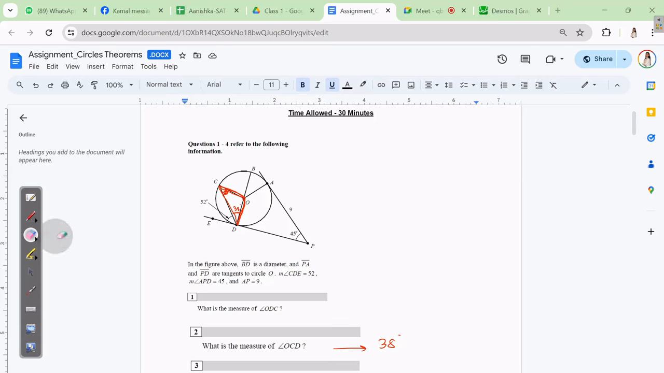Okay, what about the third one? Third one is angle AOD. Let me erase this. AOD. That one I did not do.